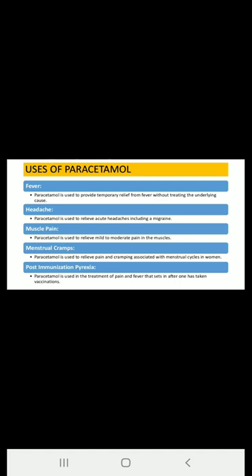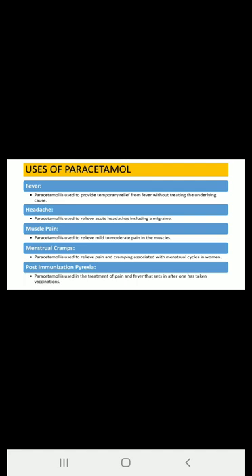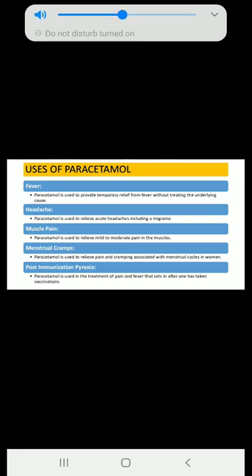Headache: paracetamol is used to relieve acute headaches, including migraine, and all the things. Muscle pain: paracetamol is used to relieve mild to moderate pain in muscles. That's why it is called an anti-inflammatory substance or drug. Menstrual cramp: this is the fourth indication where paracetamol is applicable. Paracetamol is used to relieve pain and cramping associated with the menstrual cycle in women.